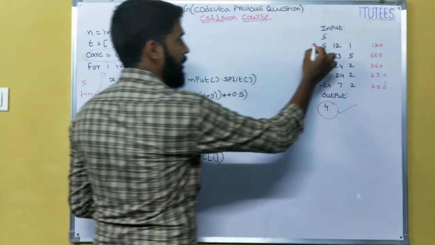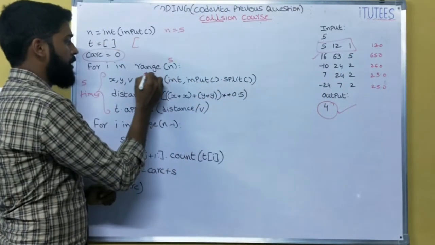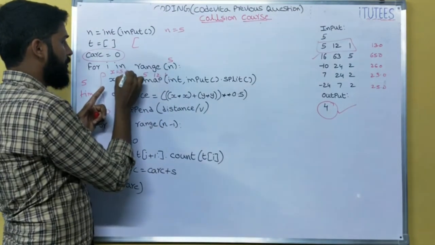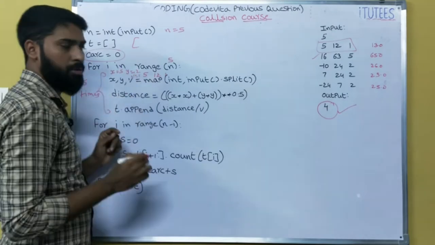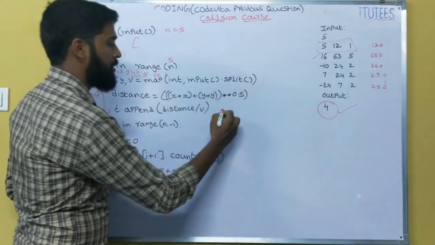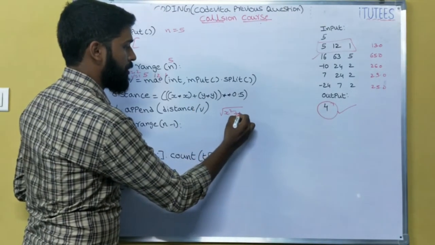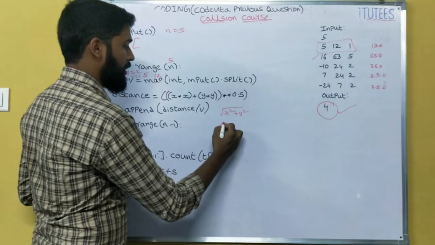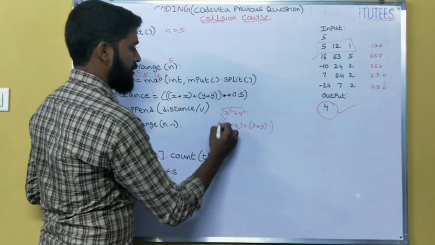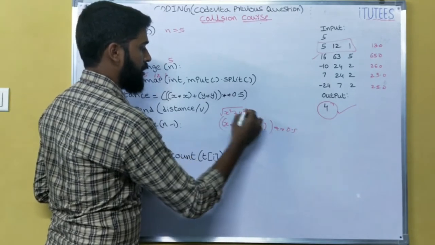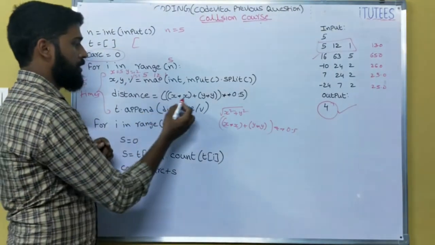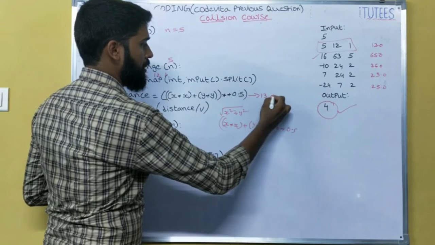That means the first line. What's the first line? 5, 12, 1. So x equals 5, y equals 12, v equals 1. Distance equals x into x plus y into y. What is the distance formula? Root of x square plus y square. We can represent that as x into x plus y into y power 0.5, since root means power of 1 by 2. We get 13.0 as the distance.